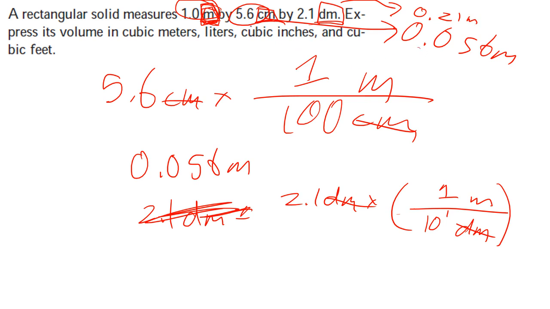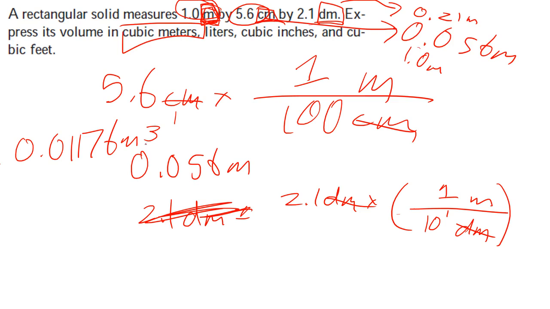Okay, so we now have all of the units in meters. We have 1 meter, 0.056 meters, and 0.21 meters. We multiply them all together to find the volume. Volume is length times width times height. When we do that, 0.21 times 0.056 times 1, we get 0.01176 meters cubed, right?